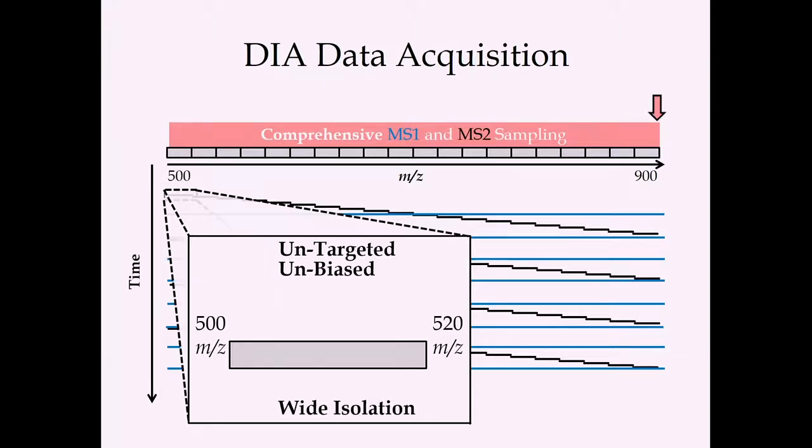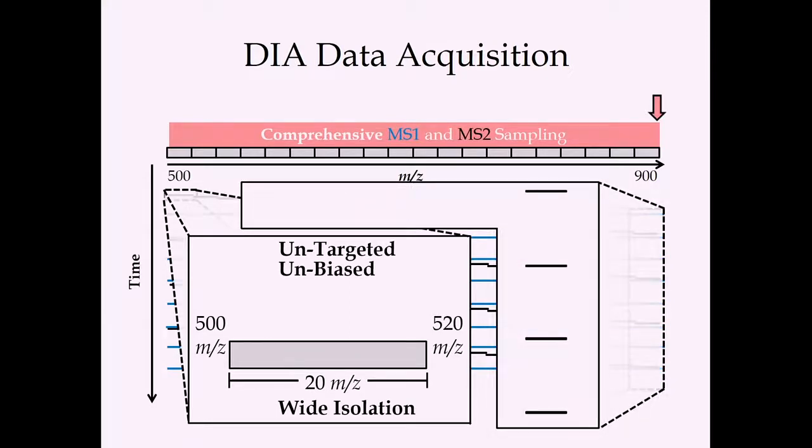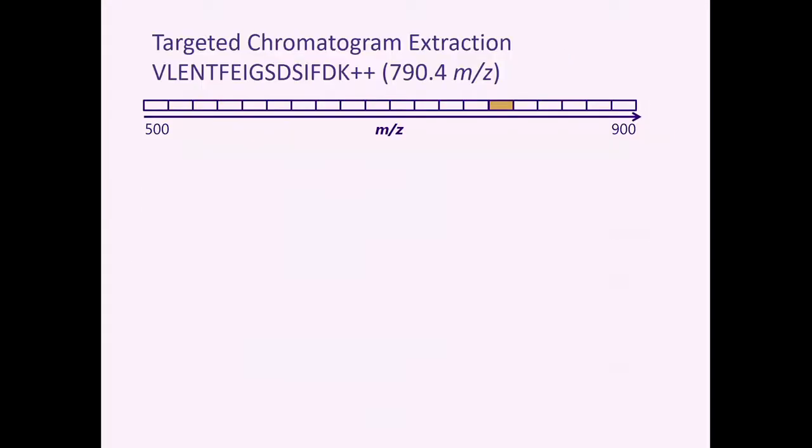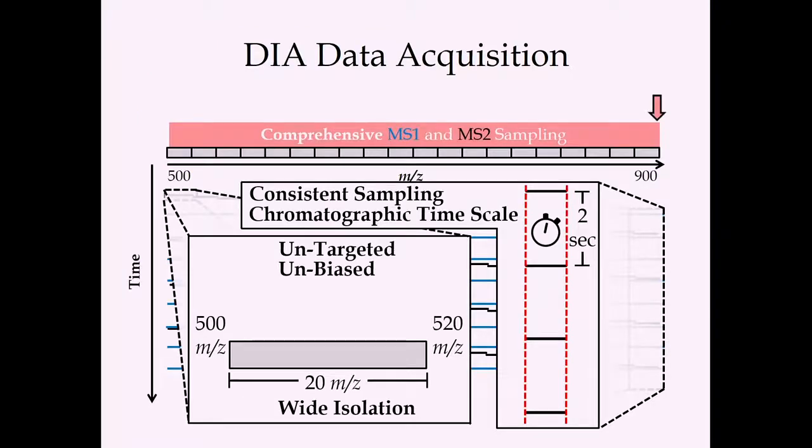One of the hallmarks currently, and this is something I believe our field has to change, is that these methods are known for having wide isolation windows, and in this case I'm illustrating 500 to 520. And it's also collected systematically across time. So it's a consistent or systematic sampling, and we do this on a chromatographic time scale.